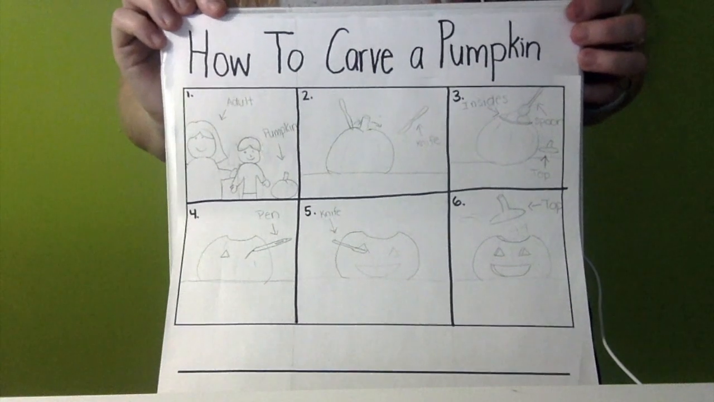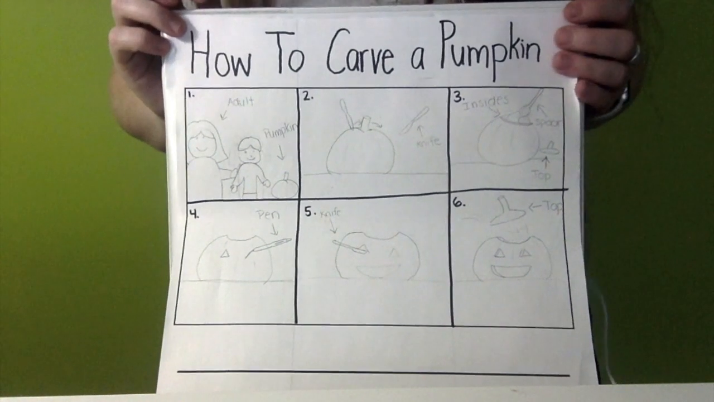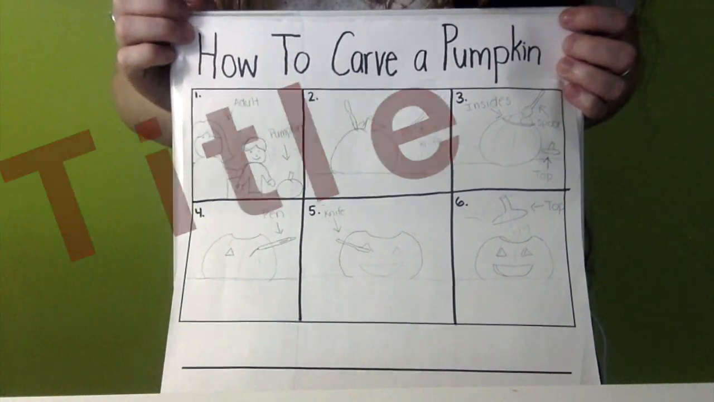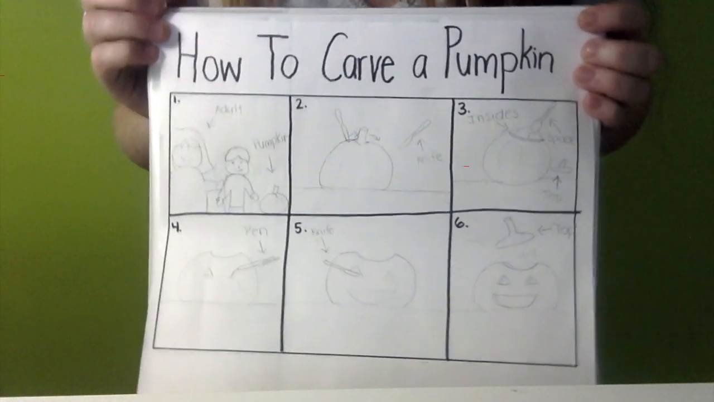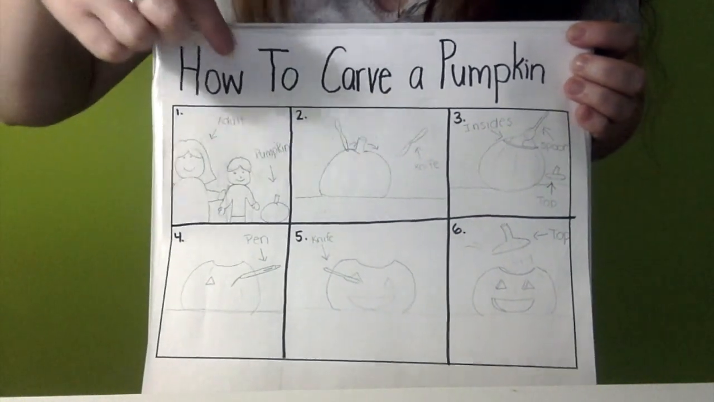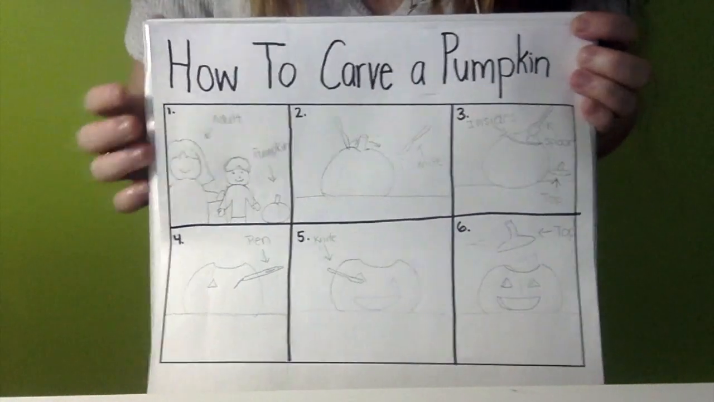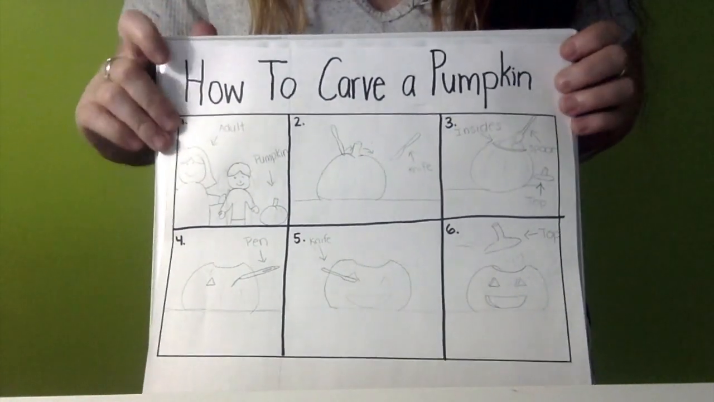Great. So I already got started with my picture plan. The first thing that I did is I added a title. So I thought about what I was trying to teach my audience to do. And in this case, I was teaching my audience how to carve a pumpkin. So I went ahead and I titled my story right at the top.